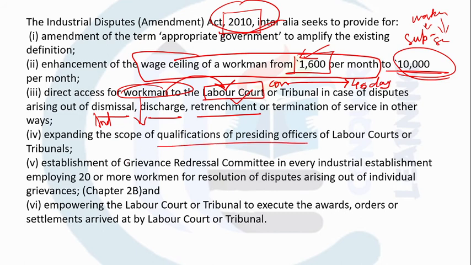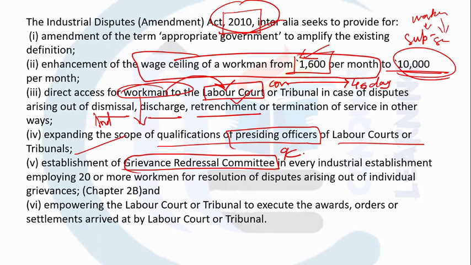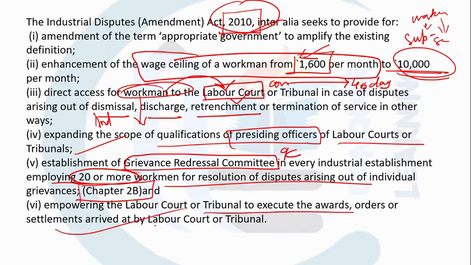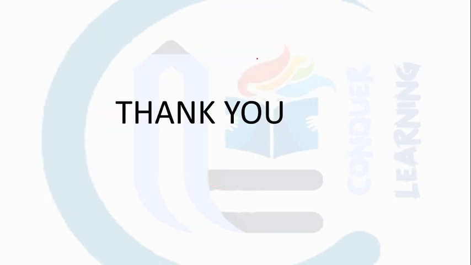The qualifications of presiding officers of labour courts and tribunals were expanded. The grievance redressal committee, which we studied in Section 9C, was made for 20 or more workmen, and it was introduced under Chapter 2B. So it was 2010. And empowering the labour court or tribunal to execute the award arrived at by the labour court or tribunal. So these were the subsequent amendments and the important provisions as given in the Industrial Disputes Act.